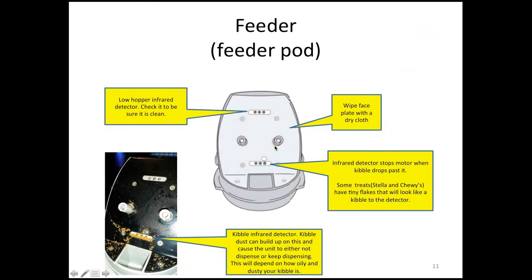Okay, let's go into the feeder pod itself now, and I'll talk about some of the parts of that and point out a couple of the maintenance areas. This top set here is the hopper low infrared detector. So once the kibble starts getting below this detector up on the top, there'll be a little red light on the status light on the side that'll go red when you give it a feed command. It won't stop. It's just saying, hey, I'm getting low. So you'll want to be ready to put more kibble in when you start getting that light low.